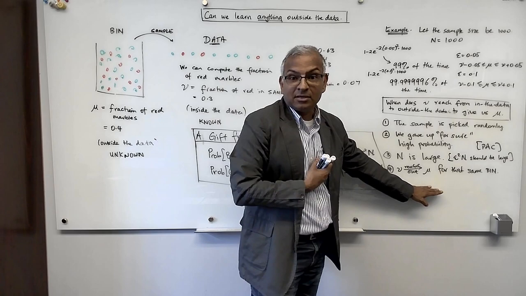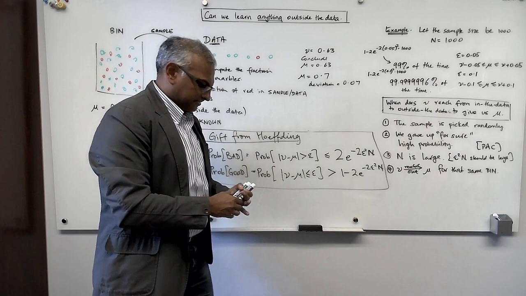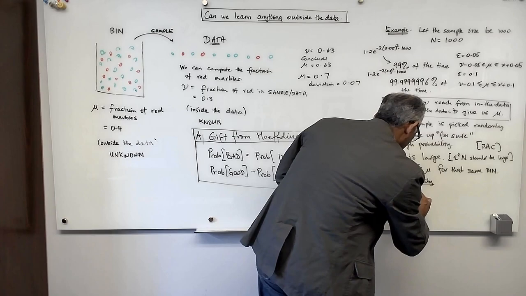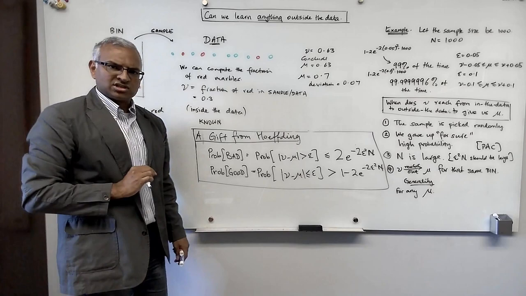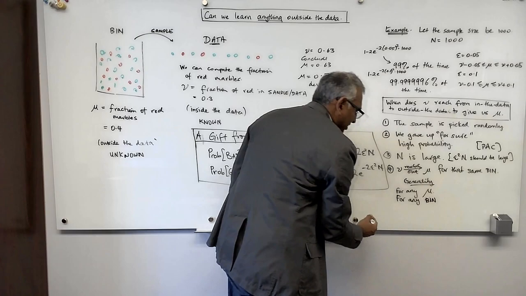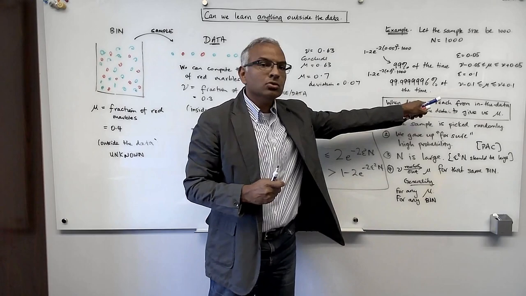But now I want to show you some of the generality of this ability to reach outside. It doesn't matter what mu is. So, generality. For any mu, so it doesn't matter what the true population fraction is, and for any bin size, for any bin, and this is going to be important, so as long as I can take any problem I want and put it into this abstract framework, for any bin and for any mu, nu reaches out to mu, providing that I satisfied criteria 1, 2, 3, and 4.